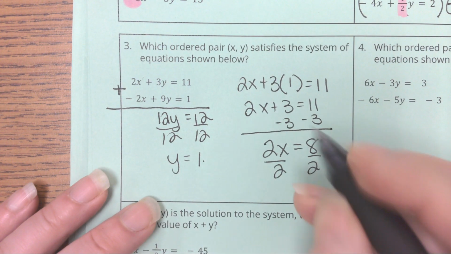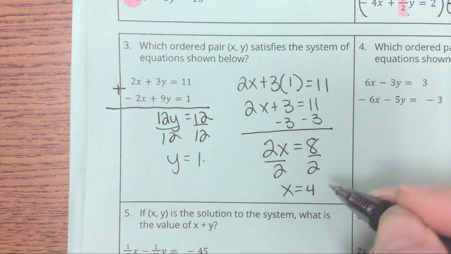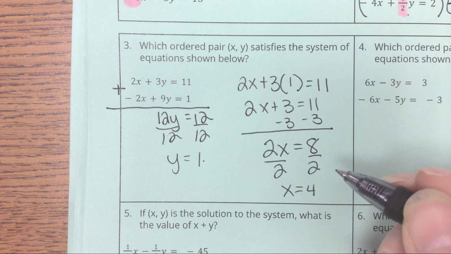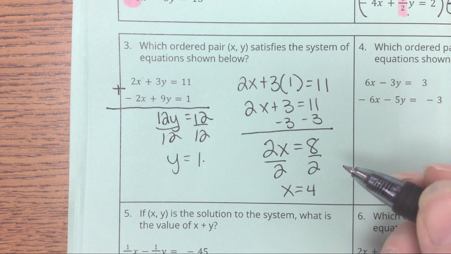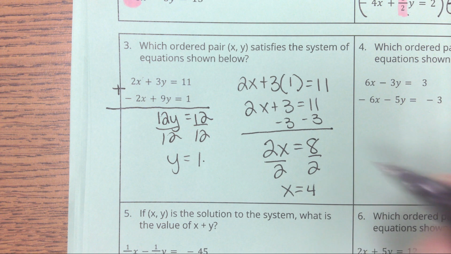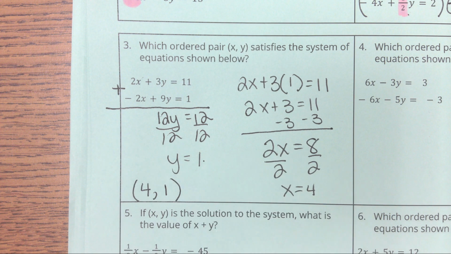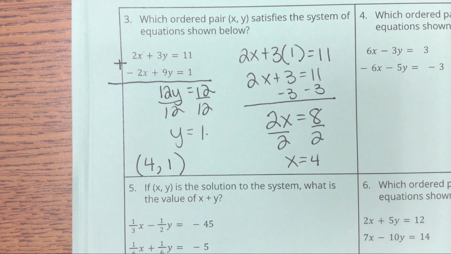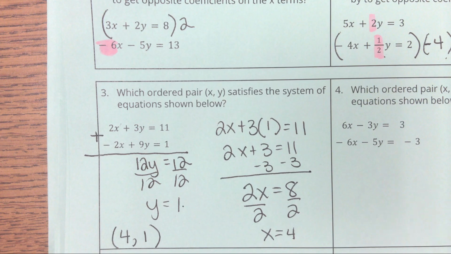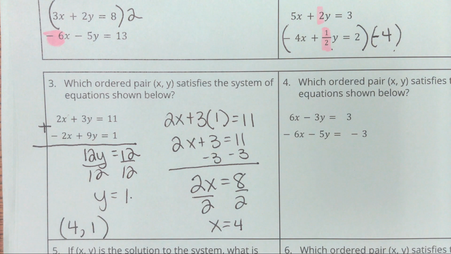All right, did you get x equals 4? Good. So then either leave it like this where I can clearly see both of your answers, or we can write it as an ordered pair. Okay, your turn. Would you try number 4 on your own?